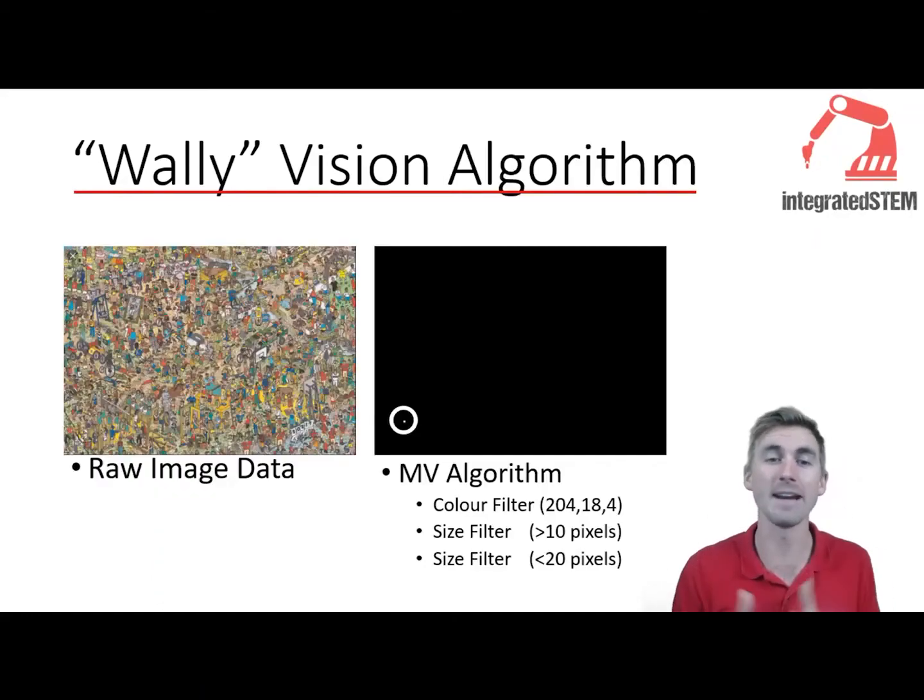So comparing raw data such as this image here and our machine vision algorithm here, you can see that it is incredibly easy now to find Wally if we overlay that on that. We've simply used a few filters such as color and a few size filters, and now we've found Wally.